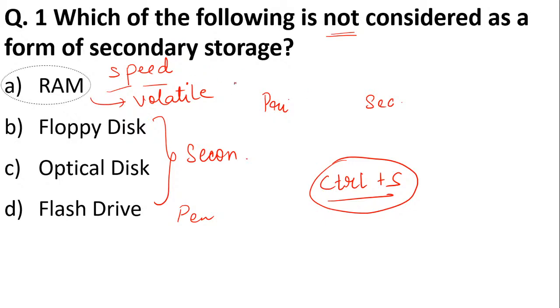Which is not a secondary storage? It is RAM, because it's a primary memory, while all these others are secondary. Floppy disk, you remember those small square or rectangle shaped disks, it is not used anymore. I haven't ever seen a floppy disk, only its image. Optical disks, your CDs and DVDs, are examples of optical disk, while your flash drive, for example a pen drive, is also secondary storage. Okay, got it, friends?